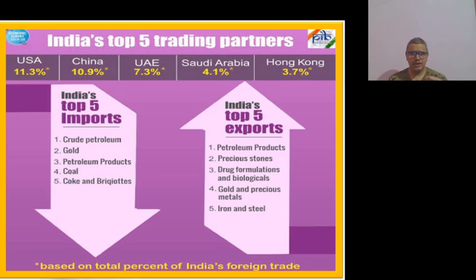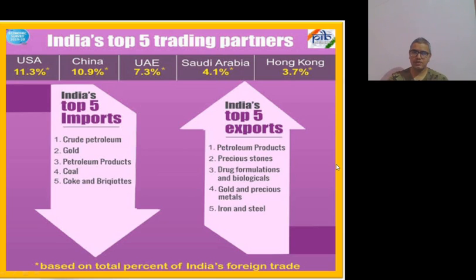And India has very few reserves of anthracite coal. It is only available in Jammu and Kashmir. So for that purpose, India has to import anthracite from other countries. Okay. Now on the other side, if you see, India exports petroleum products.